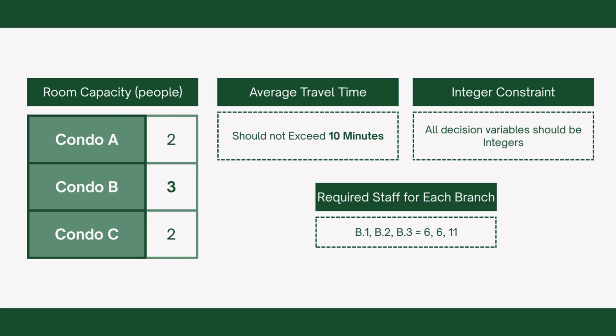For the average travel time, each of the branch workers should not spend more than 10 minutes, and all the decision variables should be integers, as they are numbers of staff and rooms. Lastly, the total staff in the decision variables should be equal to the number of required staff for each branch.